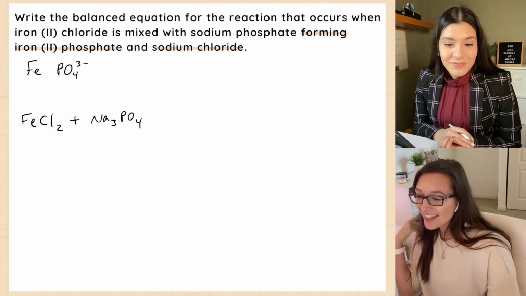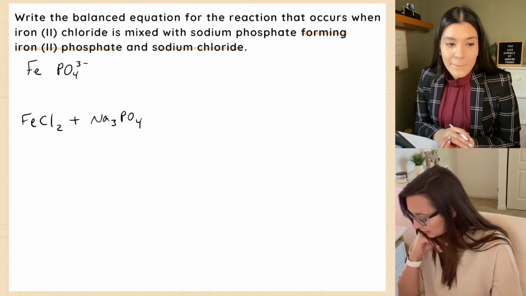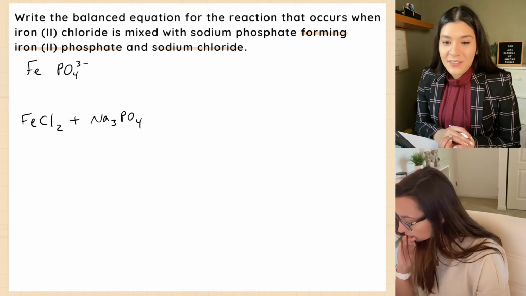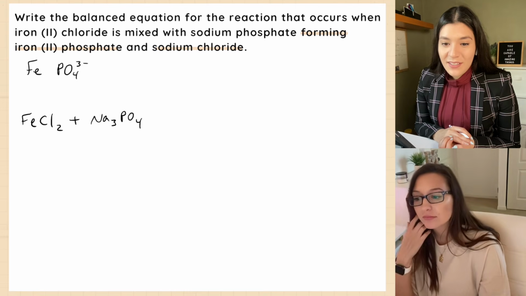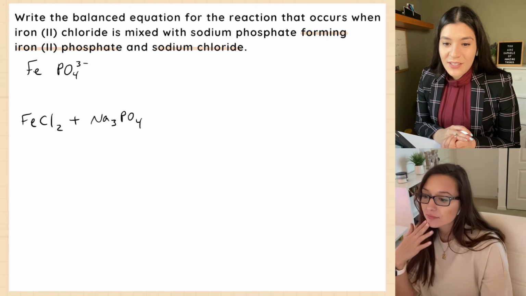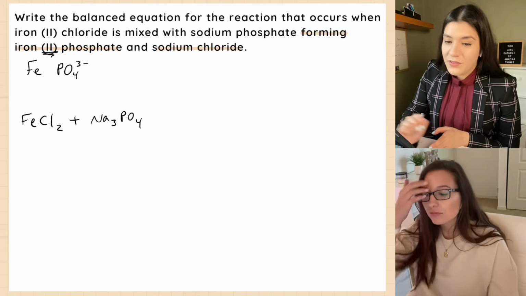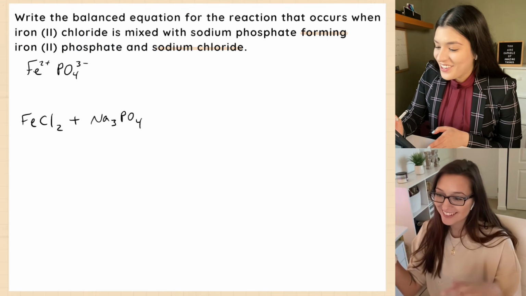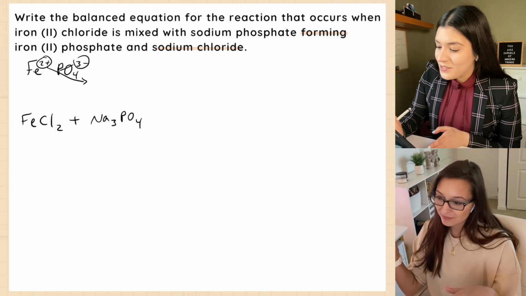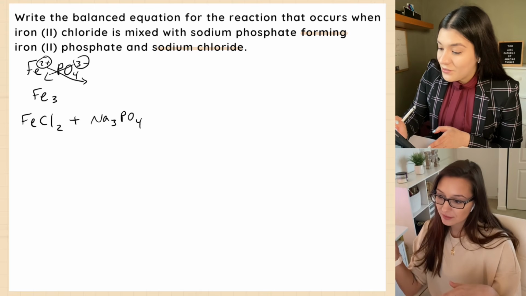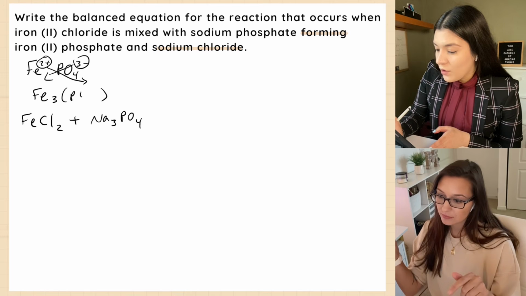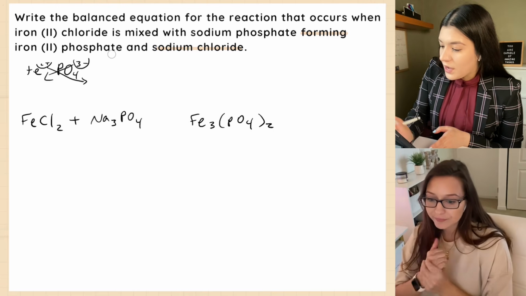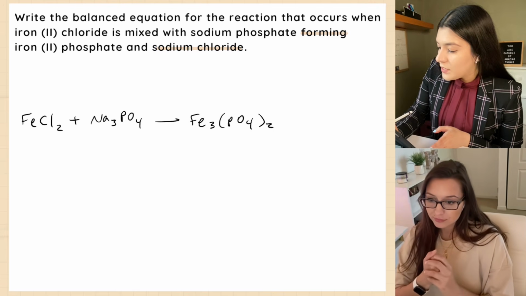Okay, and then the iron, we look at the charge on the periodic table, right? Not necessarily. This has a Roman numeral, right? The Roman numeral is our hint that it tells us the charge of the metal. 2 plus. And then we crisscross. Correct. This 2 goes here, this 3 goes here. So this is Fe3, and then parentheses PO4 with a 2 subscript on the outside. Perfect. Since this was forming, that means that was my product.